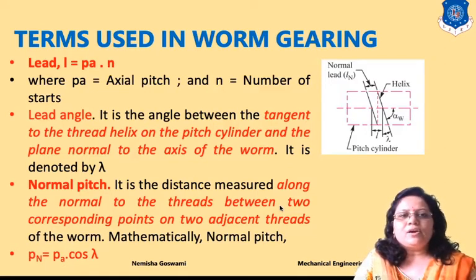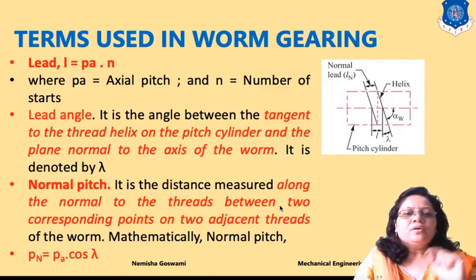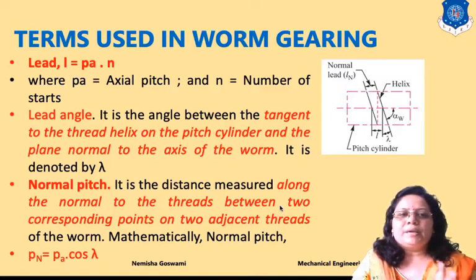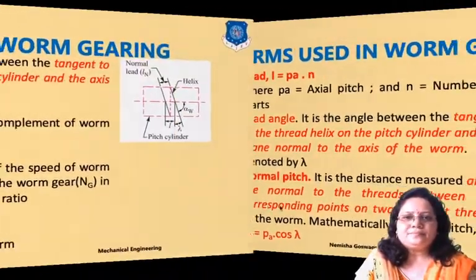Next is your normal pitch. What will be the normal pitch? It is the distance measured along the normal to the threads, meaning at some angle to the threads, between two corresponding points on two adjacent threads. Mathematically it is given by Pn equals Pa into cos lambda, where lambda is your lead angle.